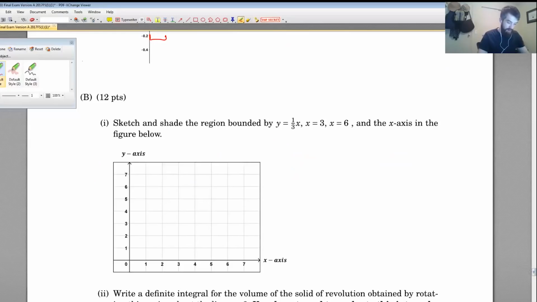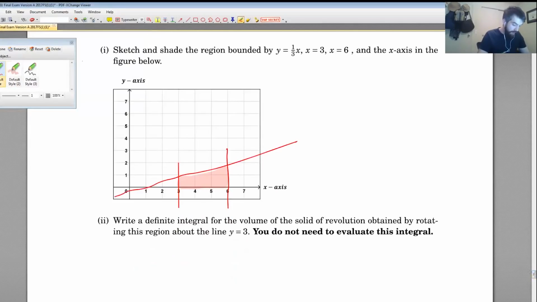Anyways, but this problem here, we haven't drawn the region. So y is equal to 1/3 x. So when x is equal to 3, y is equal to 1. So it looks like that kind of line. And then x equal to 3 and x equal to 6. And that gives me, on the x-axis, this region right there. Okay, very nice.